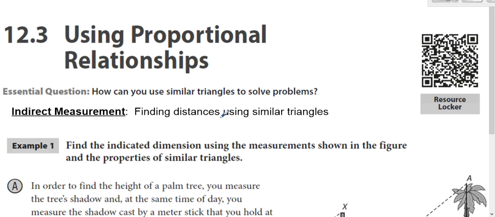a tape measure, or maybe if you're trying to measure the width of the Grand Canyon, it'll be, number one, it's too big. Number two, unless you can fly, it'd be really hard to carry a tape measure across the Grand Canyon and see how wide it is. So you can measure it indirectly using shadows and similar triangles and things like that. So let's take a look at some of these problems.